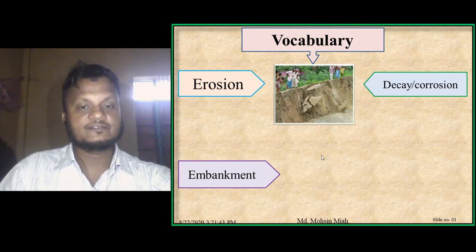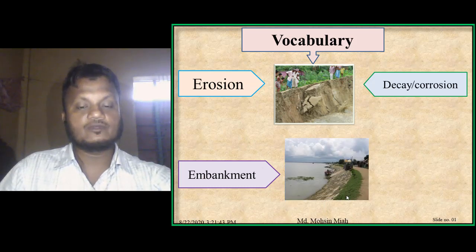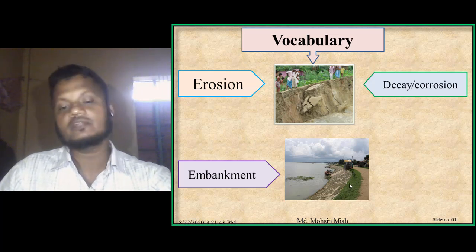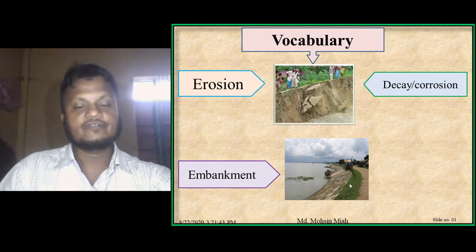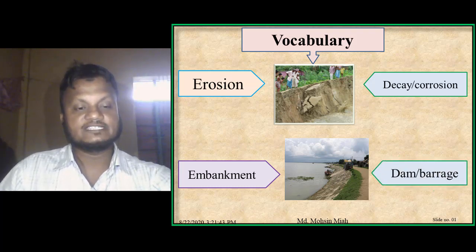An embankment. To protect the people, the government has made a flood protection embankment. This is an embankment. Okay, this is a dam. Now can you tell me the meaning of embankment? Yes, this is a dam or barrage.